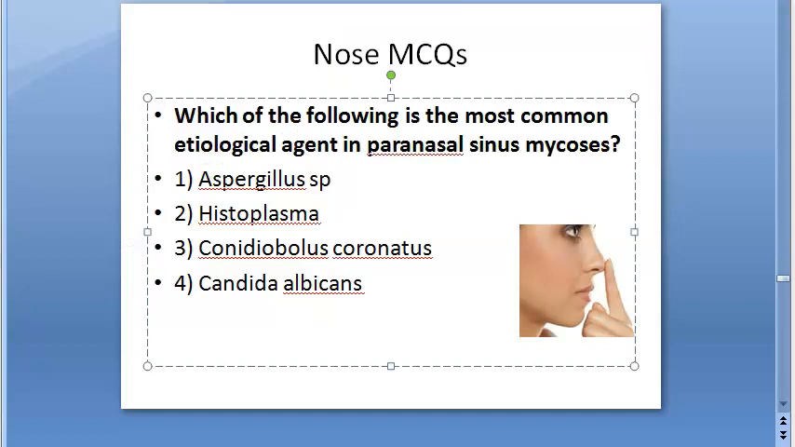Shall we move on to yet another question? Are you ready for the next challenge, guys? Okay, look at this question. Which of the following is the most common etiological agent in paranasal sinus mycosis? Mycosis, something fungal, isn't it? Most common etiological agent, if there is fungus in the paranasal sinus, which is the most common agent? Options are Aspergillus, Histoplasma, this complicated name Conidiobolus coronatus, and Candida albicans.